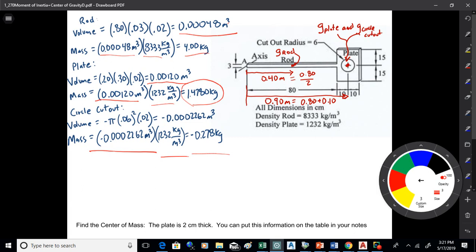Now, to find the center of mass and centroid, I like to use a table because it just organizes my work and helps me cut down on errors and things like that. So I'll go ahead and do that.